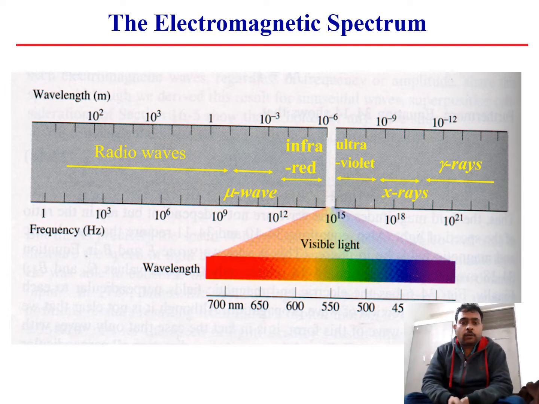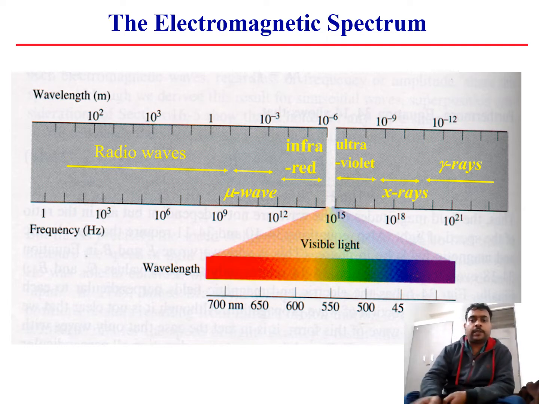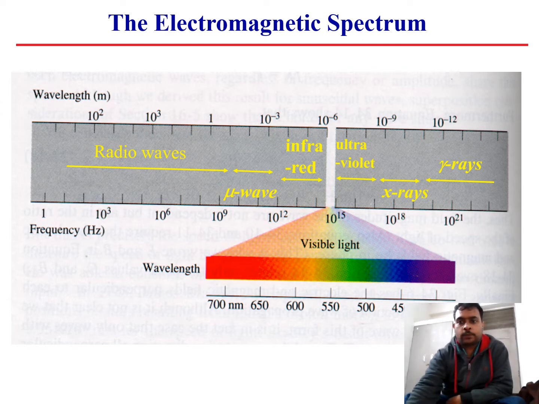Apart from that, we cannot visualize the entire portion of the spectrum, and this spectrum is called the electromagnetic spectrum. The reason why it is called the electromagnetic spectrum will be revealed when we go into the details later.